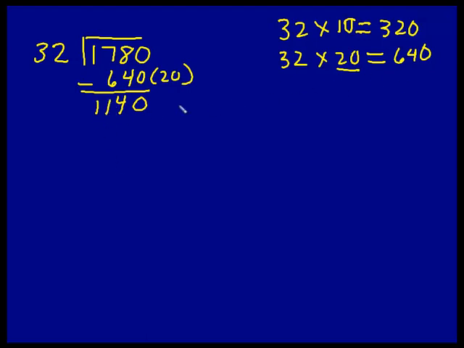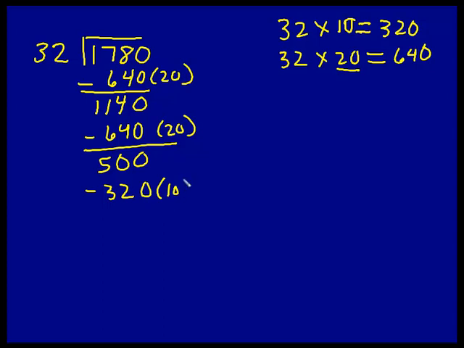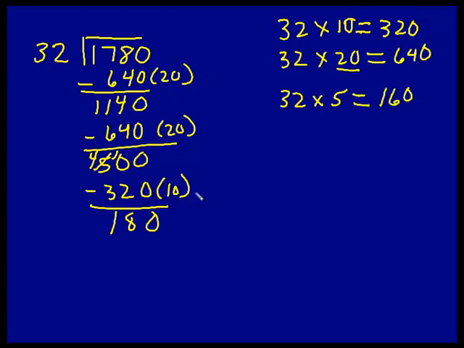I can see that I'll be able to do it again, and I'm just subtracting these out. I'm not going to be able to do it another 20 times because I'm at 500 and I'd have to have at least 640. So I'm going to do it times 10 this time. So I'm at 180 now. I can't do times 10. So let me try times 5, which is half of the 10, which is 160, which will work. And I end up with 20 left over, which I can't put 32 in there another time when I'm dealing with whole numbers.